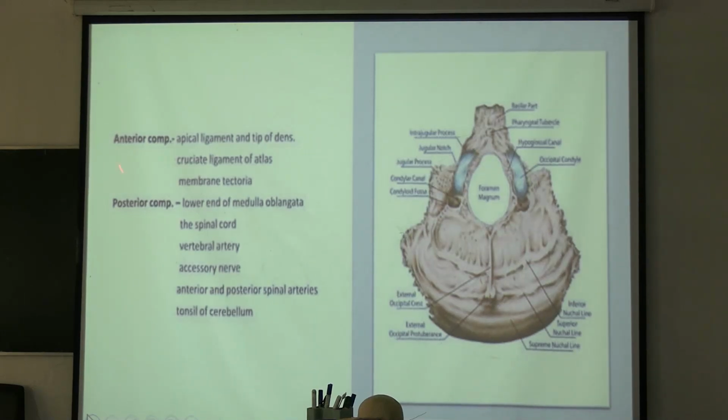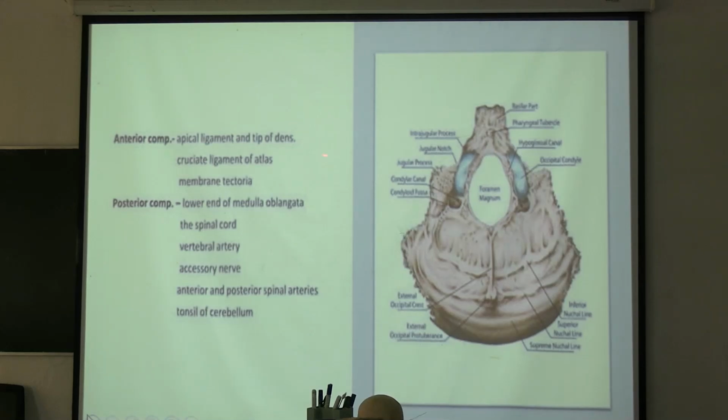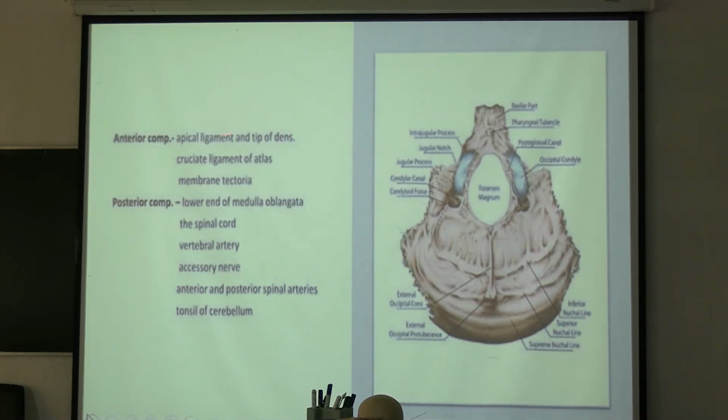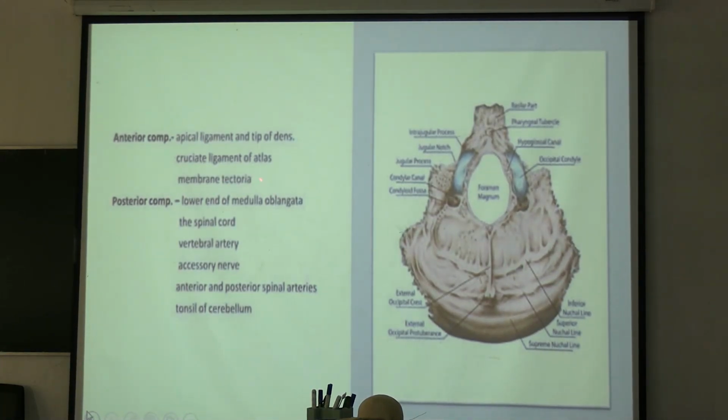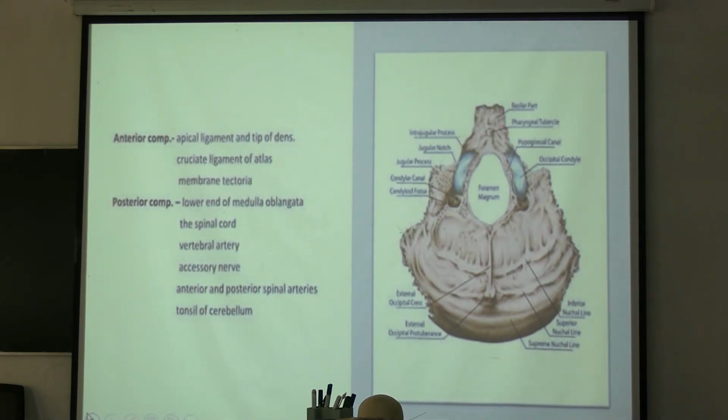What are the structures? Through the anterior compartment pass the apical ligament and the tip of the dens. Dens means the projecting part of the axis vertebra. The second cervical vertebra has a projecting part which acts as a pivot. So that part, the tip of the dens, and at this tip is attached the apical ligament, they are passing through foramen magnum, and the cruciate ligament of the atlas and membrana tectoria. These are passing through the anterior compartment.